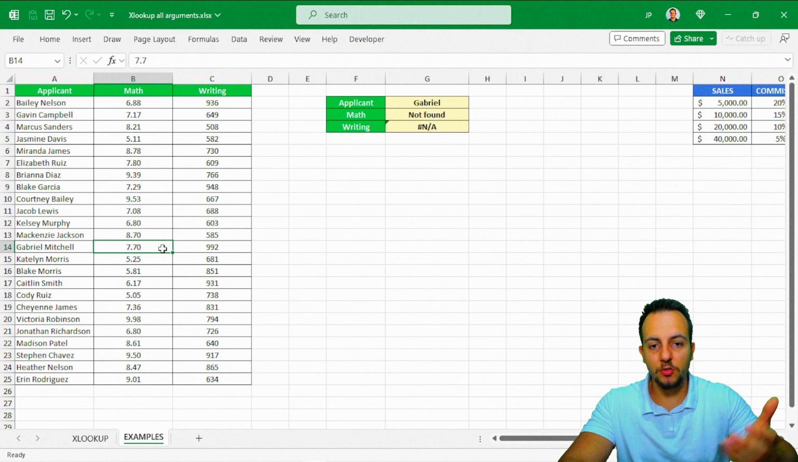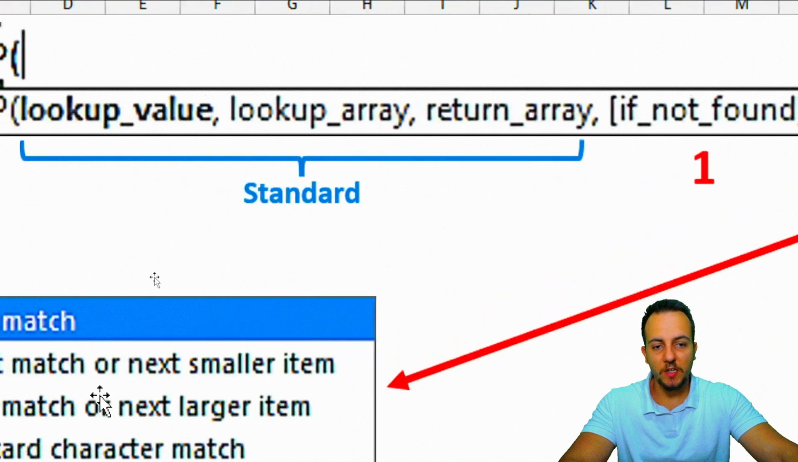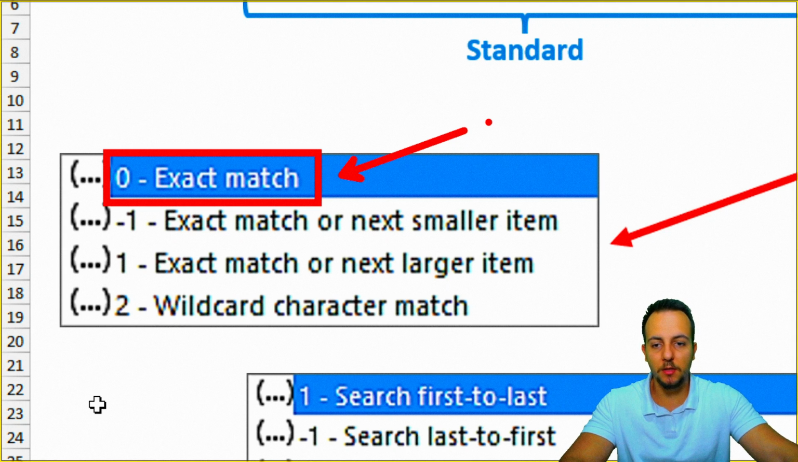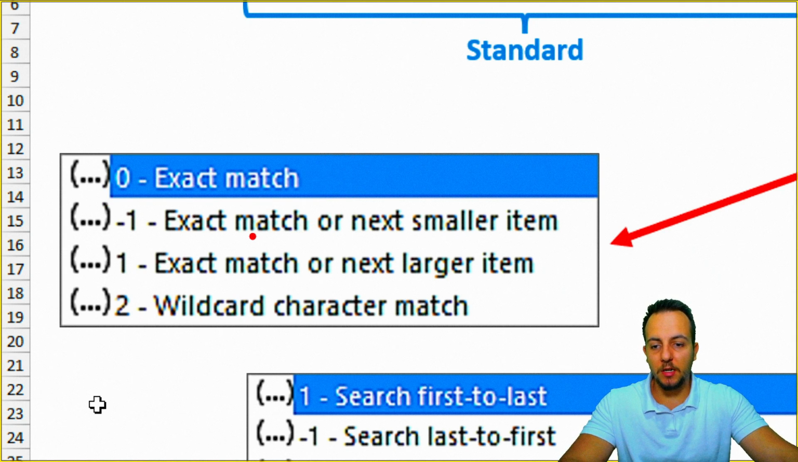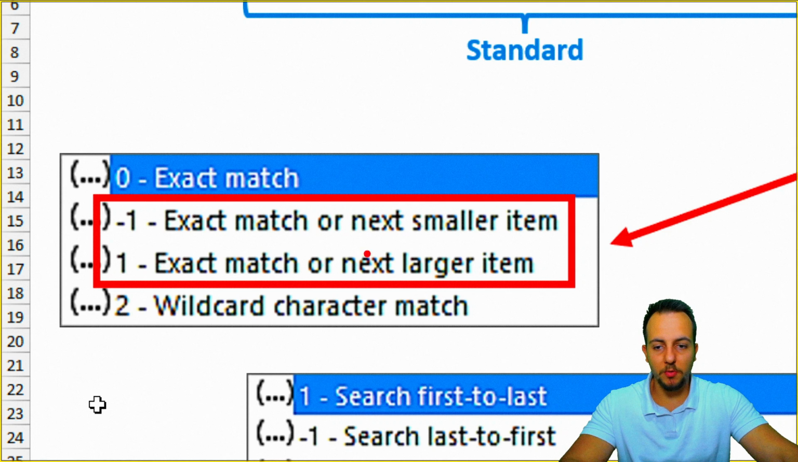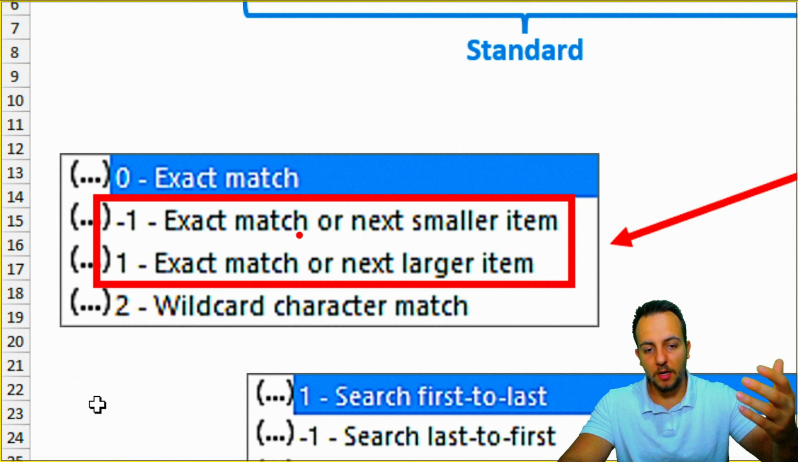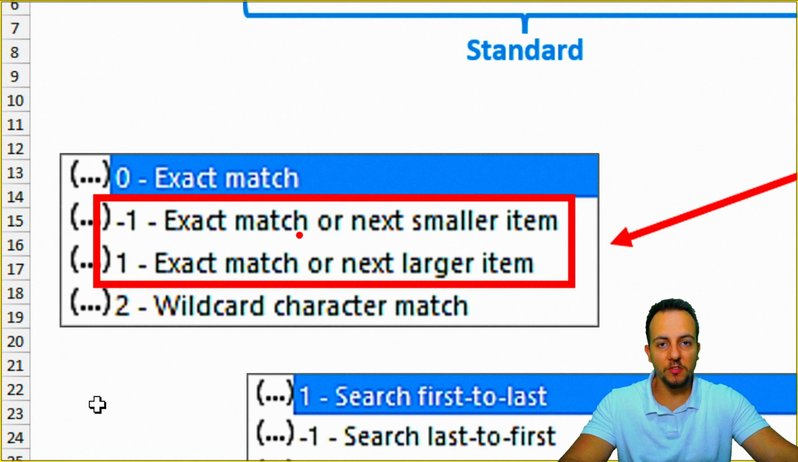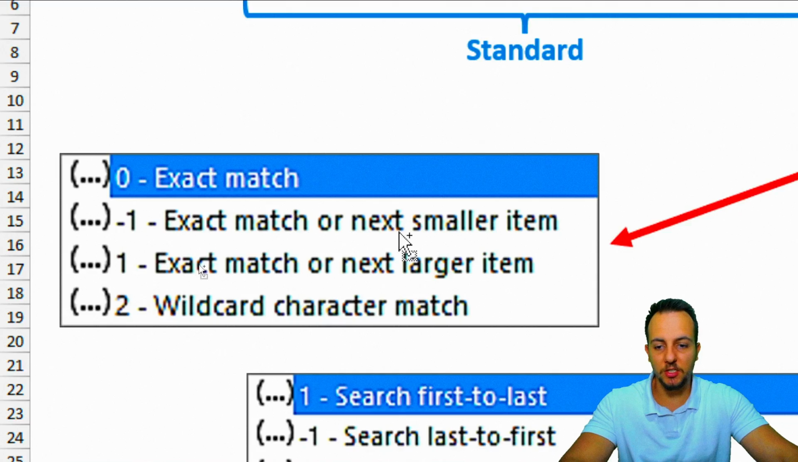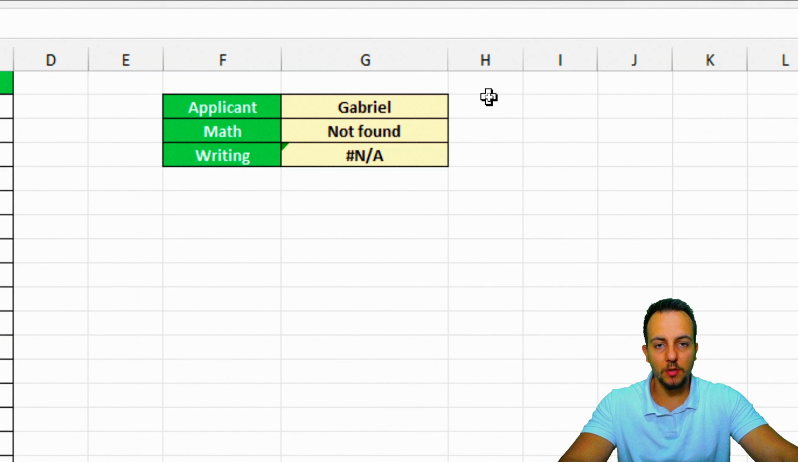We can do it. The XLOOKUP function can also do it. The thing that we need to change here is the match mode. Instead of using the standard one, that is exact mode, we can use this one right here, wildcard character match. In the next example, we can use -1 and 1 for the exact match or the largest value or the first smallest one. But for now, let's take this number 2 here, wildcard character match, to use it in the XLOOKUP function.